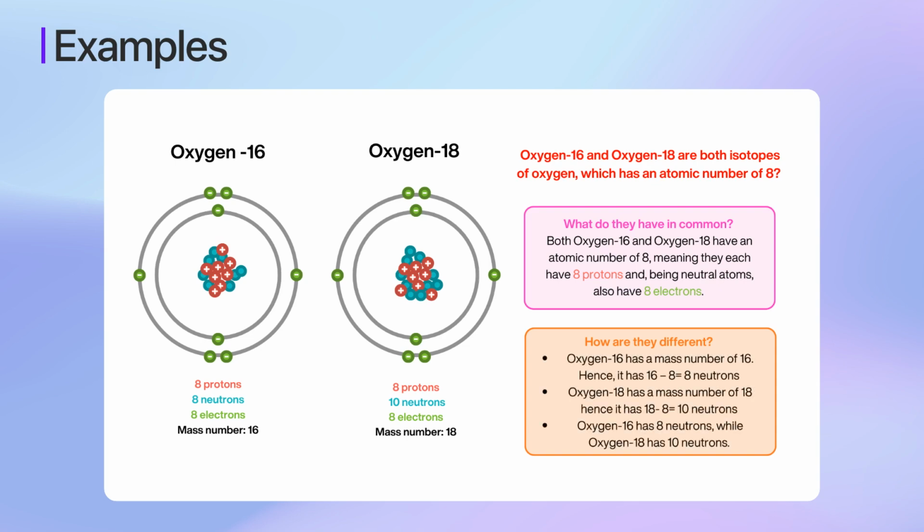However, they do differ as oxygen-16 has a mass number of 16. Hence, we can work out it has 8 neutrons. Oxygen-18 has a mass number of 18, hence it has 10 neutrons. So our answer is oxygen-16 has 8 neutrons, while oxygen-18 has 10 neutrons.